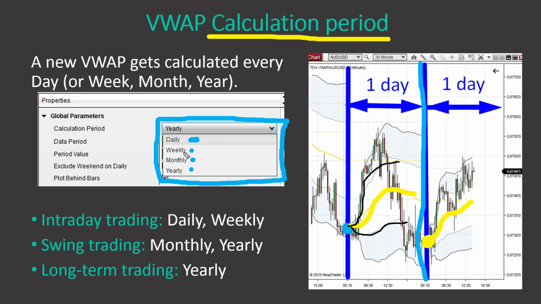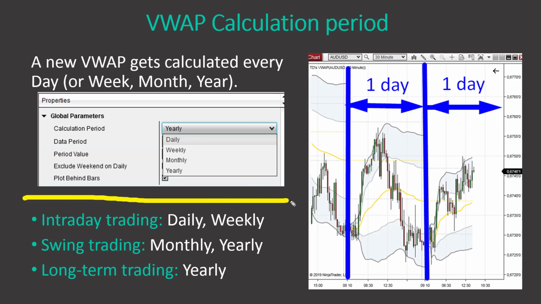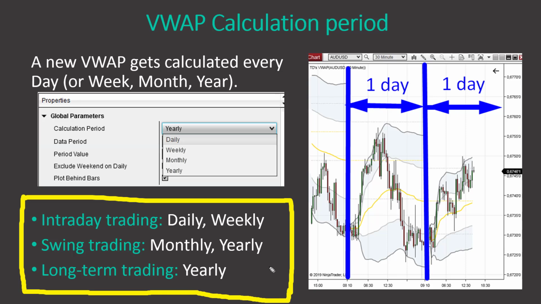Now, if this was a weekly VWAP, new calculation would begin every week. If this was a monthly VWAP, new calculation would begin every month, and for yearly, new calculation would start at the start of every new year.